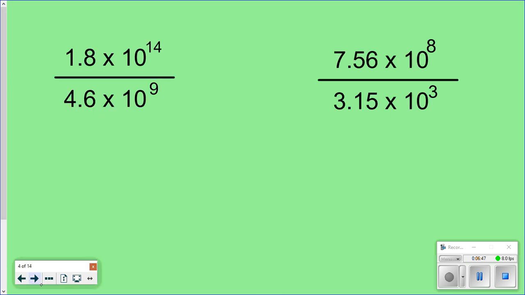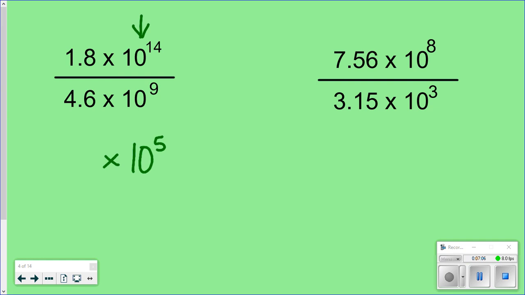Okay, let's try another one. Let's talk about this one above. So it says 1.8 times 10 to the 14th divided by 4.6 times 10 to the 9th. So the first thing I'm going to do is I'm going to focus on this part. Okay, so I have 10 to the 14th divided by 10 to the 9th. That's going to give me 10 to the 5th power, because I'm just going to subtract my exponents.